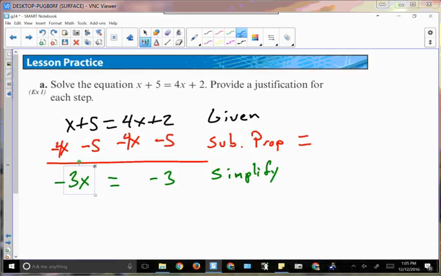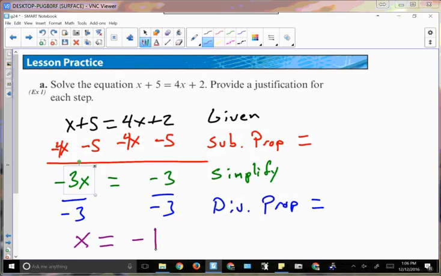I wouldn't multiply. How would I get rid of that negative 3 that's in front of the x? Ah, there we go. So I divide by a negative 3. So what do I got to do to this side? Divide by negative 3. So what would be the rule then that we used? Division property of what? Equality. So the final line in this whole thing should look like this. X is equal to negative 1.